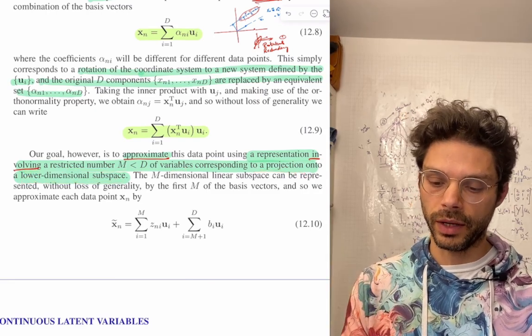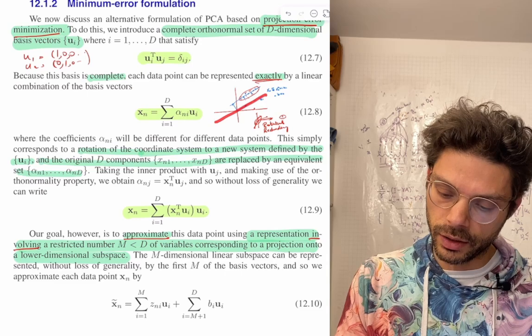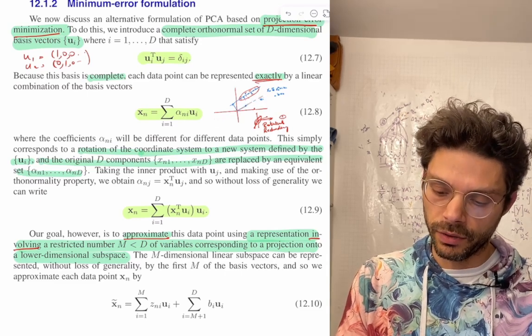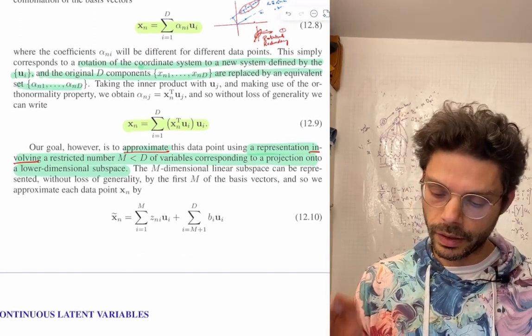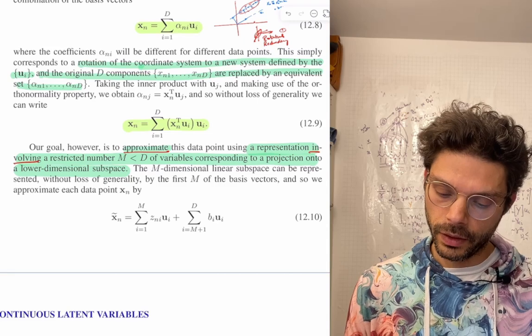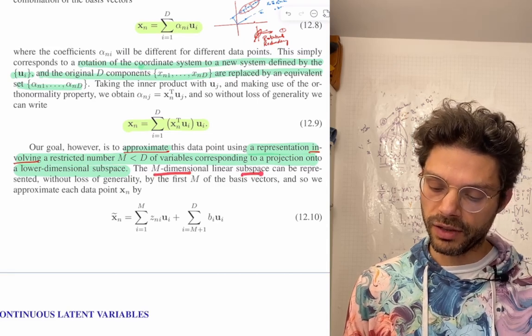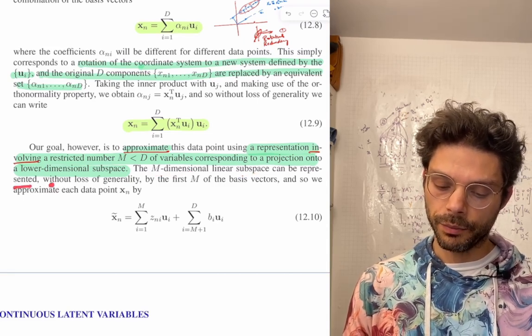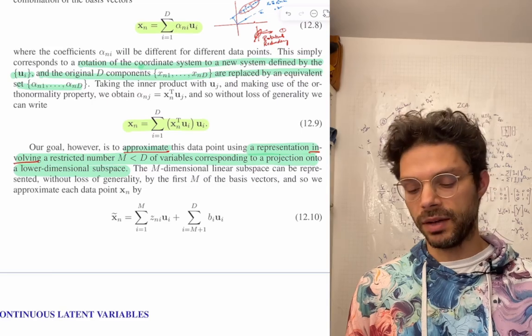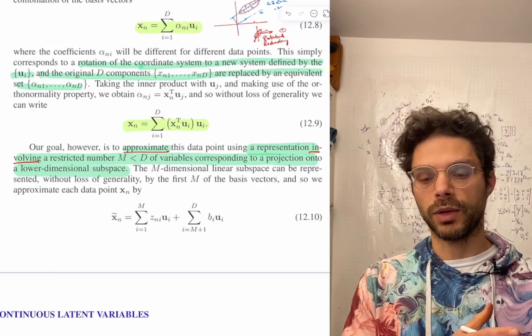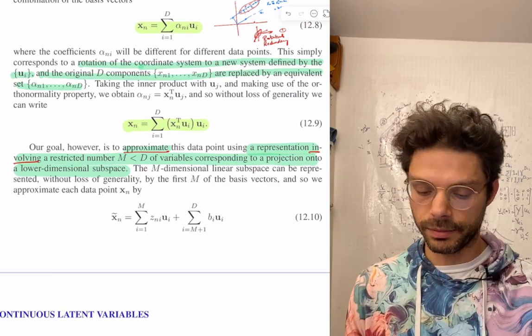That's what we talked about, right? So we're talking about this projection that was 2D onto 1D. Then we talked about doing 3D data onto 2D, and so on. And look at the form it's going to take. The m-dimensional linear subspace can be represented, without loss of generality, by the first m of the basis vectors, right? So we can just put the ones we care about into the first m slots.